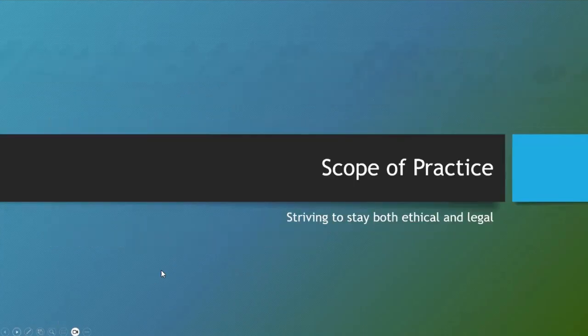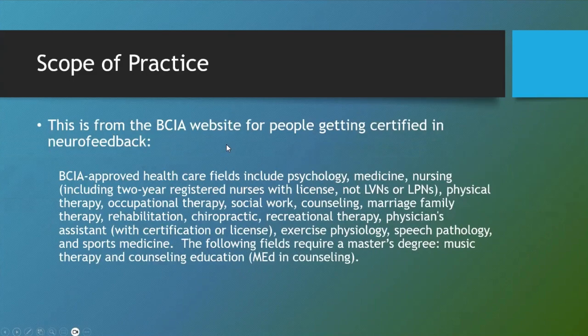Okay, so before we start talking about this guide to medication, we need to talk about scope of practice, because this is really, really important. If you look at the BCIA website, and they do certifications for neurofeedback, you look at all the different people who can get certified to provide neurofeedback. We've got psychology, medicine, nursing, PT, OT, social work, counseling. This is a huge list. Even music therapy in the right setting can provide neurofeedback.